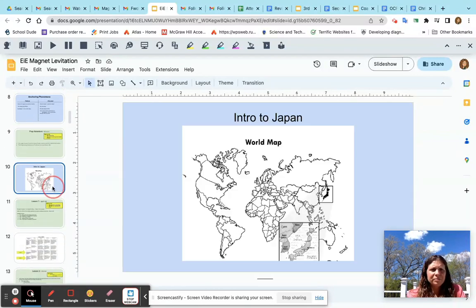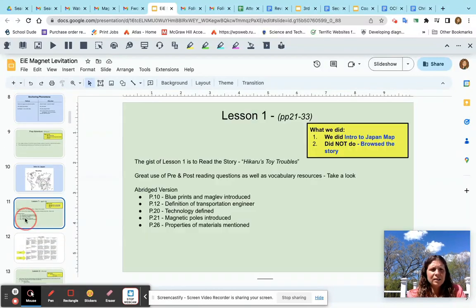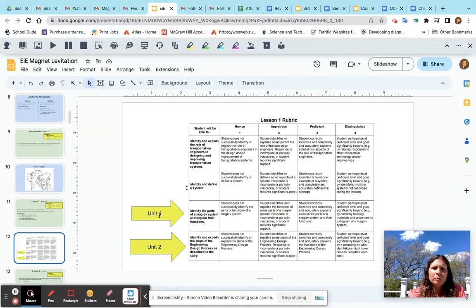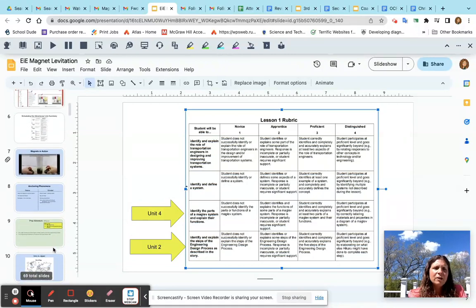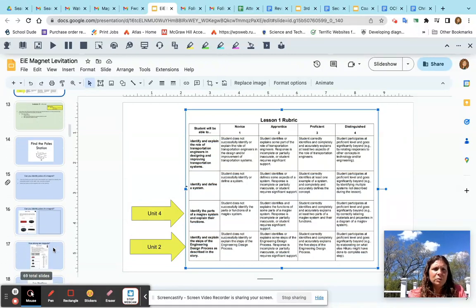Again, here, student-facing, lesson 1. We did the Intro to Japan map. What we did not do is browse the story, right? In our PD, we didn't do that. Guiding them through what we're missing, here are the pages in their program that we're referring to. And then we look at the rubric and say, okay, here's the rubric they provide. These are the 2 things that we're focusing on. And I go through each of the different units with that.